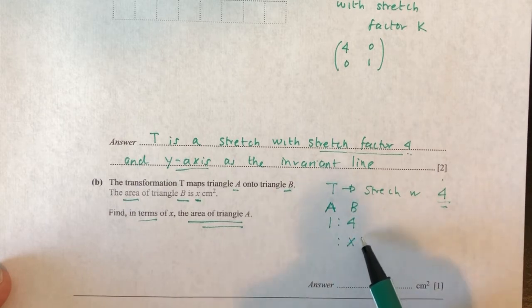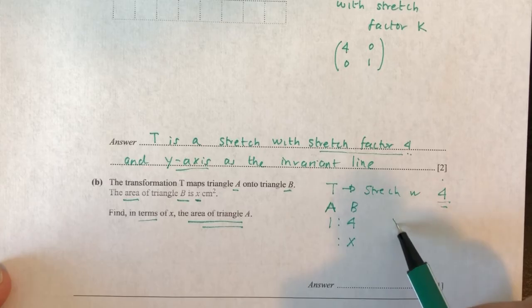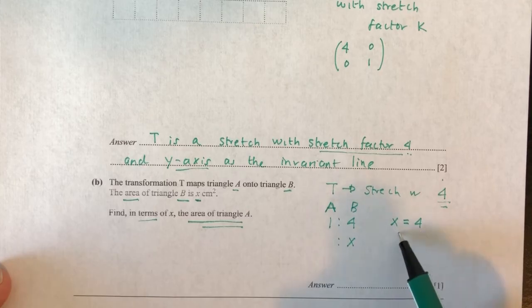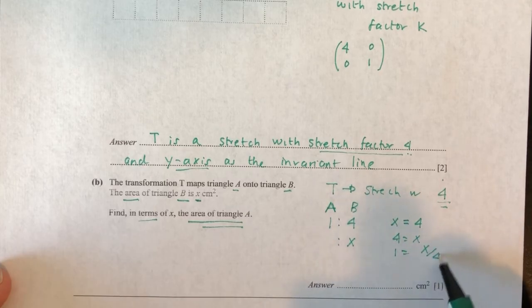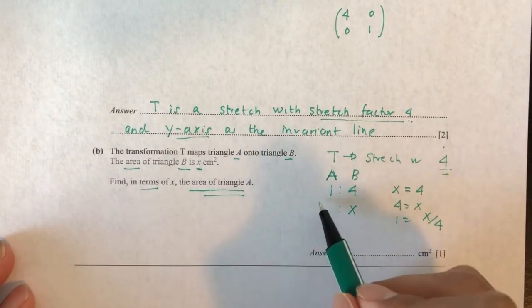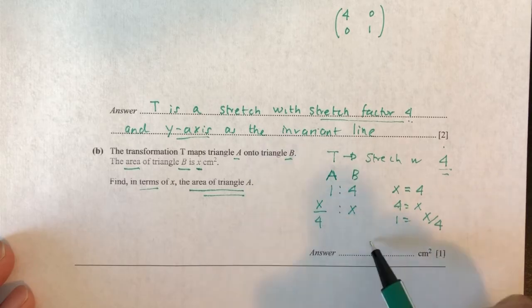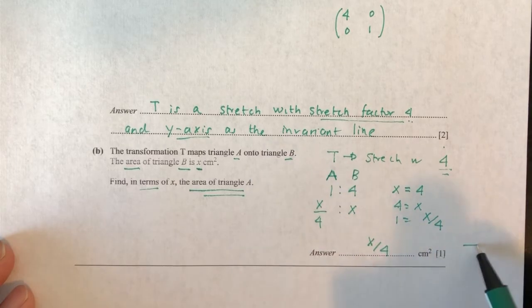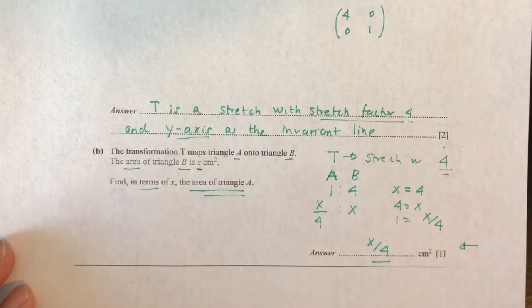So we have to divide. So let's say if x equals 4, what is the value of, so if 4 equals x, basically, what is the value of 1? 1 will be x divided by 4. So the area of the triangle A will be x divided by 4. So x divided by 4 will be the area of triangle A. And that is for question number 17.